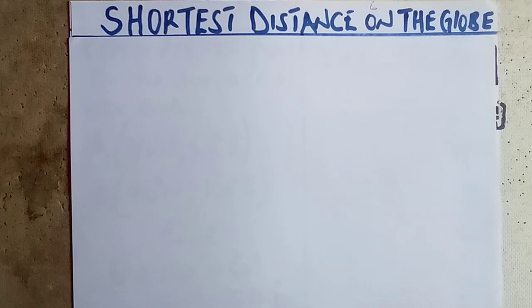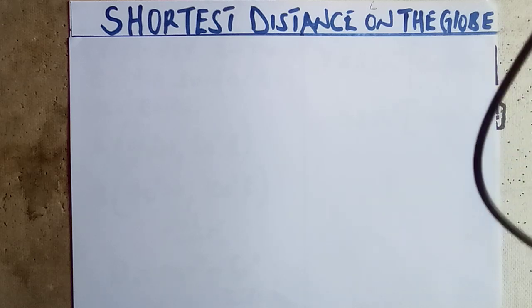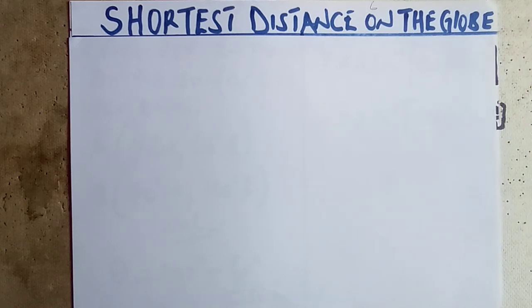I just want us to go through a short discussion on the shortest distance on the globe. Sometimes you are asked to find the shortest distance between two points, and you are given two points which lie on the small circle, and the question may require you to find the shortest distance between those two particular points. So in this discussion, I'm going to show you how to change a small circle to a great circle.